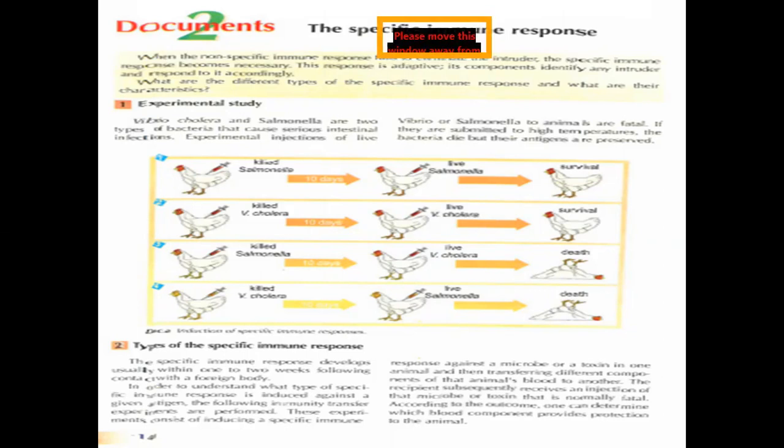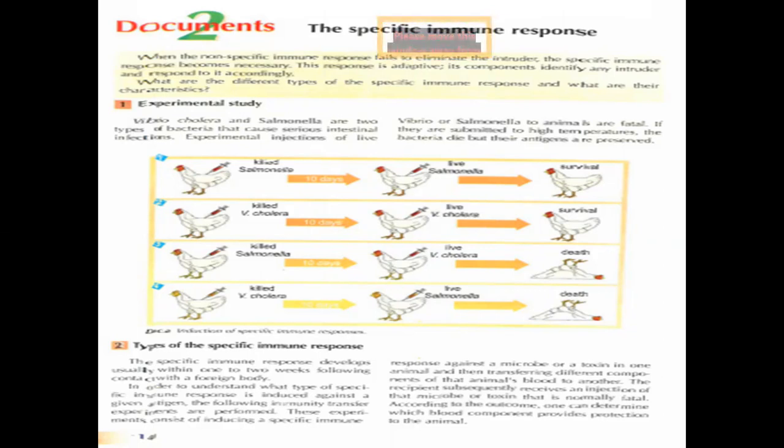What is the meaning of fatal? Yes, fatal means dangerous. Fatal, not just dangerous, Muhammad. Fatal means that it can cause death. It means it kills. Deadly. Okay? So when we say fatal, it means that it causes death.